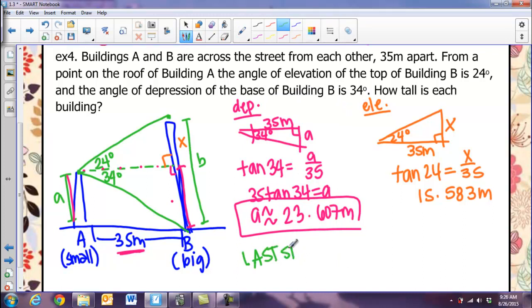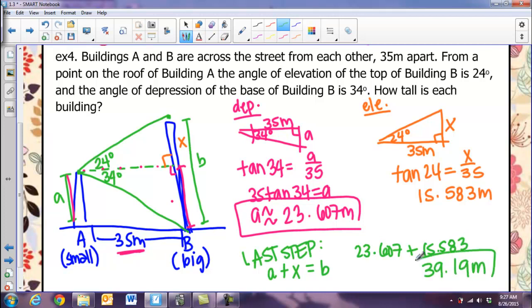We're going to have to take the measure I got for A plus the measure I got for X, and that's going to give you B. So I'm going to have 23.607 plus 15.583. And I'm going to find out that building B is approximately 39.19 meters tall. Okay, so that's building B.